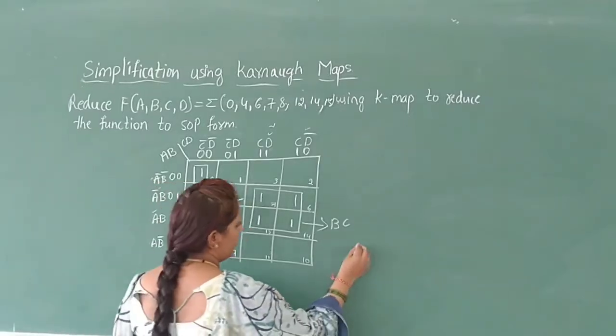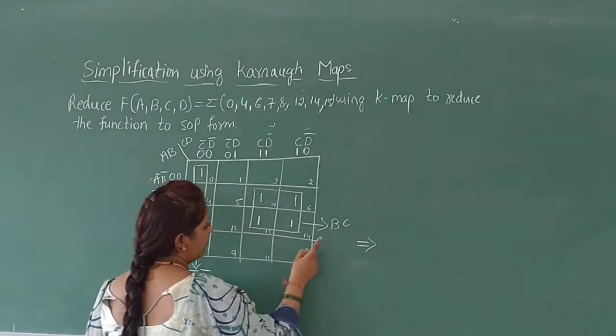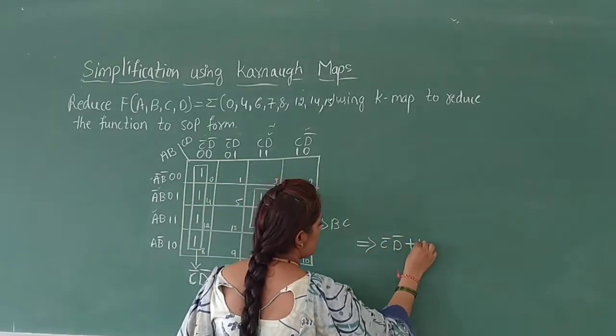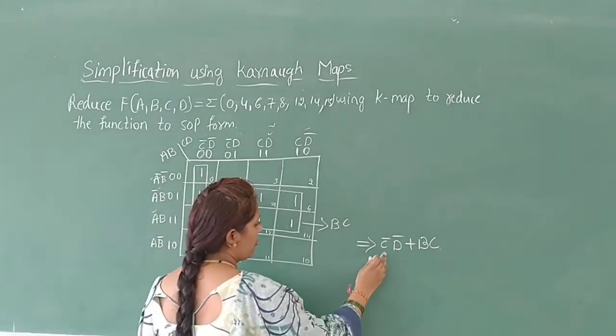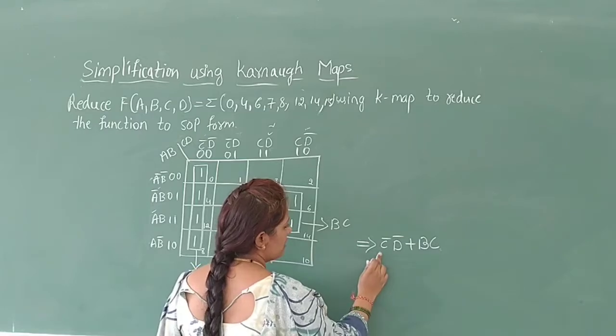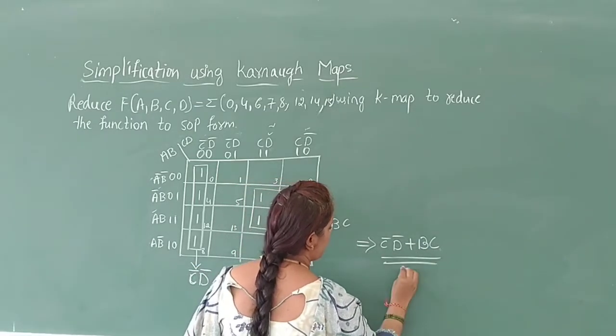And write the SOP form using these minterm values C bar D bar and BC: C bar D bar plus BC. Finally, the SOP expression is C bar D bar plus BC.